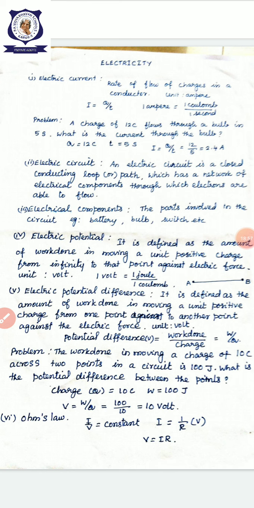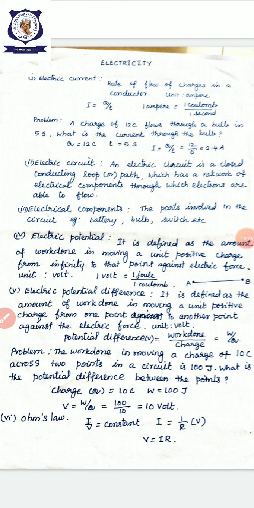Now see another problem. The work done in moving a charge of 10 coulomb across 2 points in a circuit is 100 joules. The work done is 100 joules, and the charge that flows is 10 coulomb. What is the potential difference between the points?